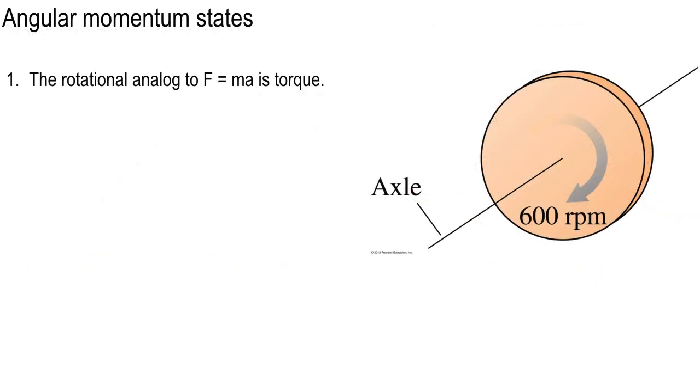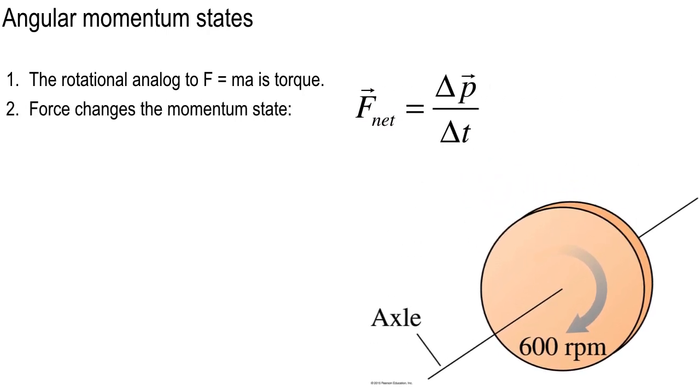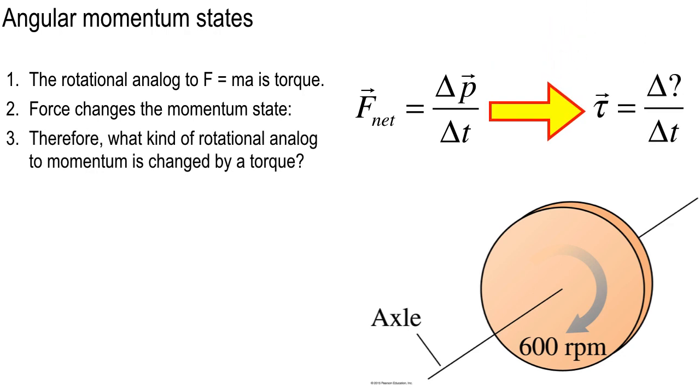Okay, so the rotational analog of force is called the torque. All right, and we know that the net force changes the regular momentum state, delta P over delta T. So that's squared away. And so the question is, what is it that the torque changes?